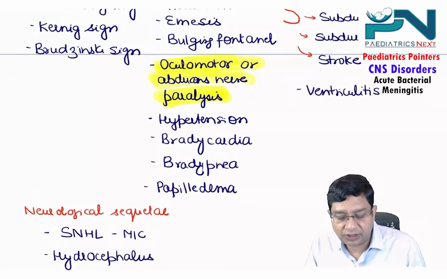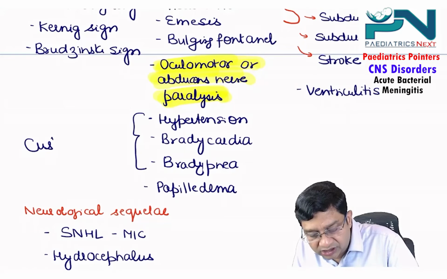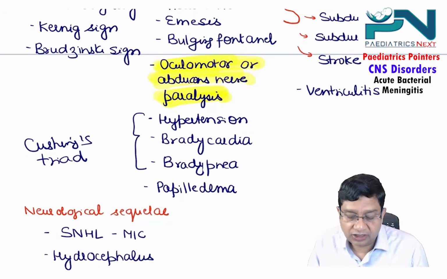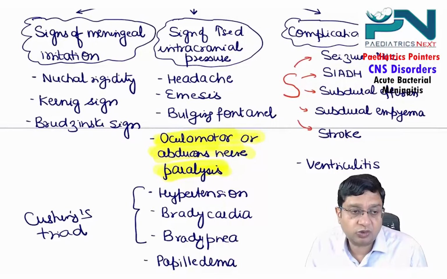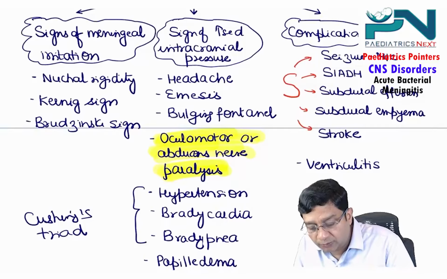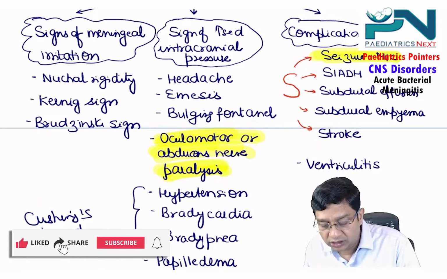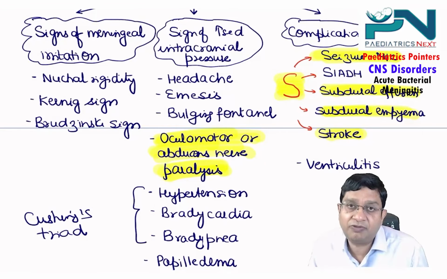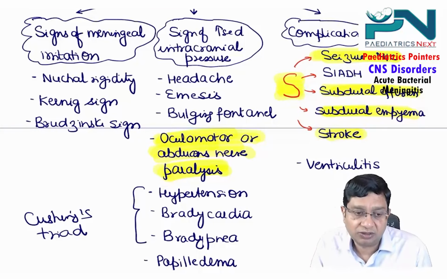They can present with hypertension, bradycardia, bradypnea, and this is your Cushing's triad, and there can be papilledema. So these are the signs of increased intracranial pressure. The child with meningitis can present to you with a complication. The most common complication is seizures. It can be syndrome of inappropriate antidiuretic hormone, subdural effusion, subdural empyema, and stroke. You can remember they all start with the letter S, and there can be ventriculitis. So the child can present with any one of these features in meningitis.